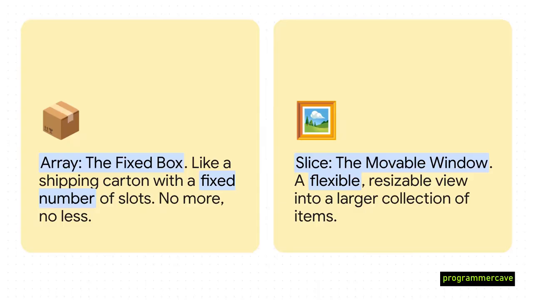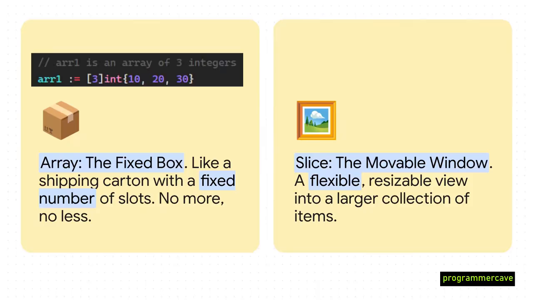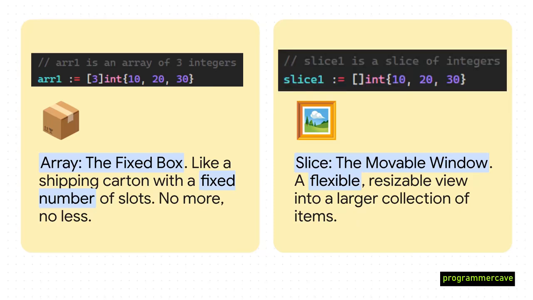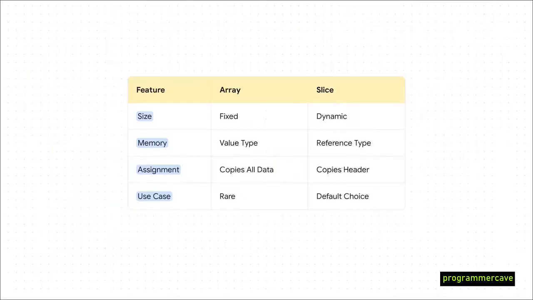Okay, the absolute best way to get this is with a simple analogy. Just think of an array as a fixed box. You order a box with 6 slots, you get exactly 6 slots. That's it. A slice, though, is totally different. It's more like a movable window. And the key thing here is that the window doesn't hold the items, it just gives you a view of them. This table lays out what that really means in practice.